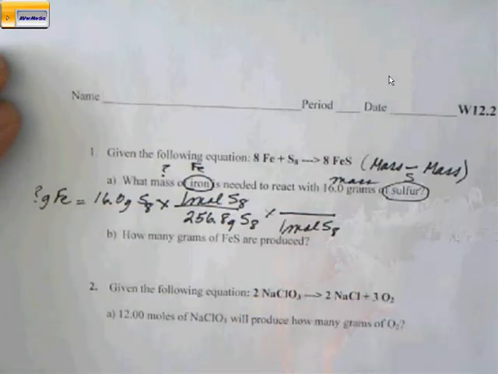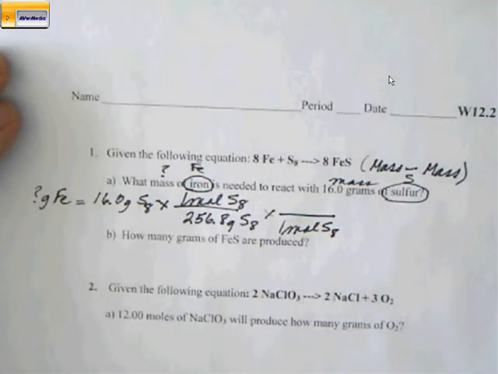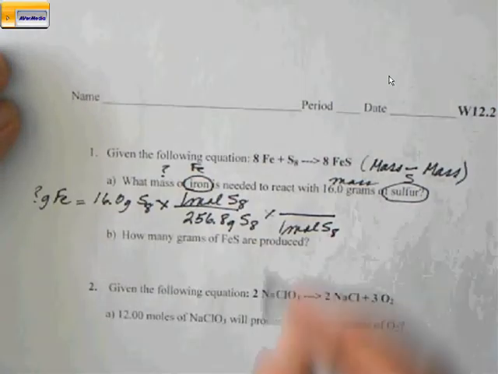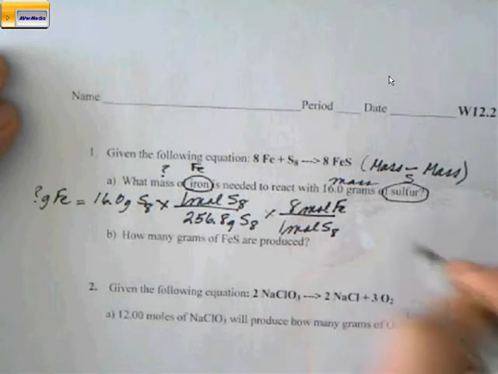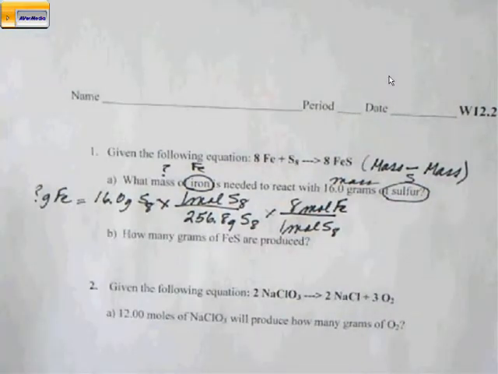Okay, so now we've converted the mass to moles. Then we use the mole ratio, because the ratio between how much of each you need is very important. And if it asks us how many moles do you need, then you'd be done. But it's asking you how much does it weigh? What is the mass?